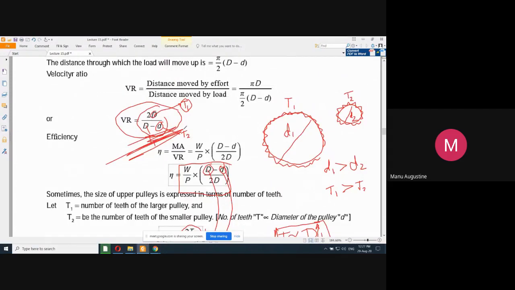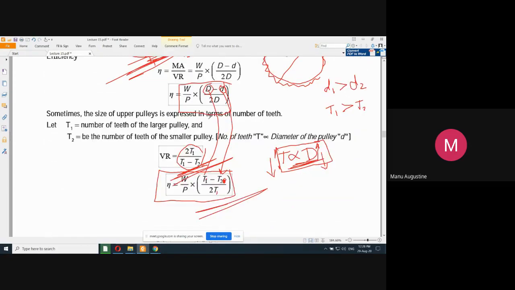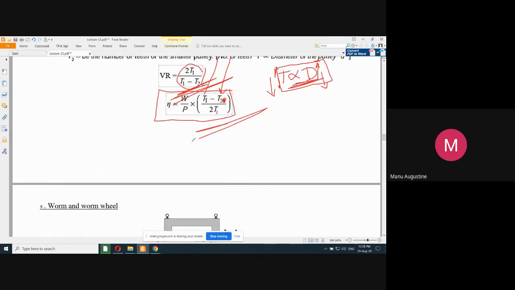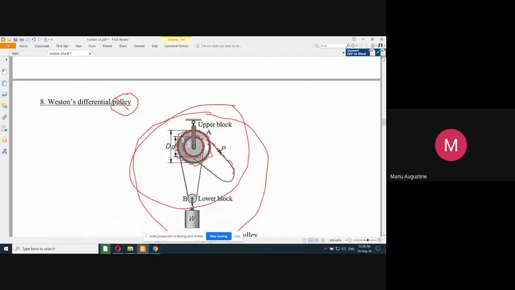So you should not get confused about where these teeth came from. From now on, whenever the concept of teeth comes, simply understand that if you remember the formula for diameter, remove the diameter and put teeth there, and the work is done. That's it. Okay. And now with this we come to the conclusion of Weston's differential pulley.